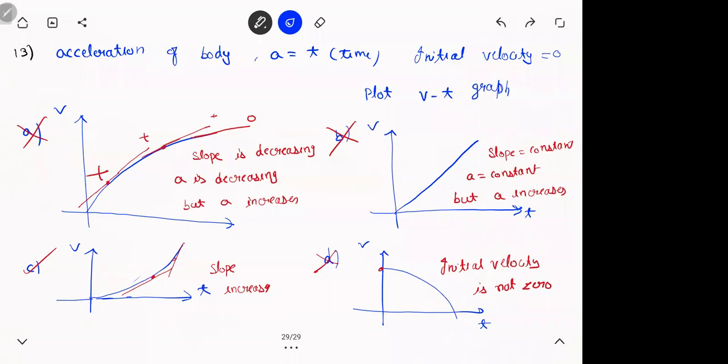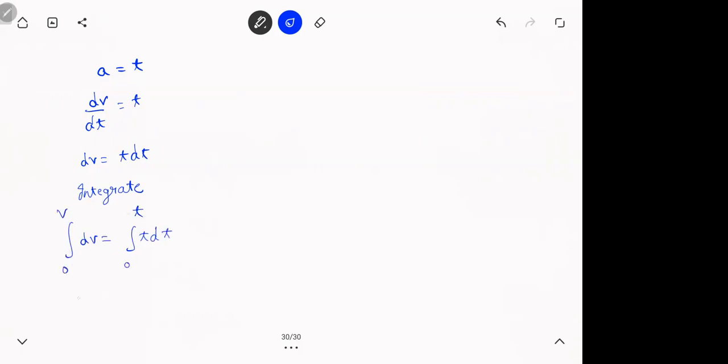See, it is given acceleration is equal to t. What is A? dv by dt. Send dt that side. Integrate, calculus. Because now, if A is not constant, then you have to integrate. Then you get dv is integral t dt. When your time is 0, speed is 0. It is given. Time is t and velocity is v. Integrate this thing. V is t square by 2. See, this much basic calculus you should know.